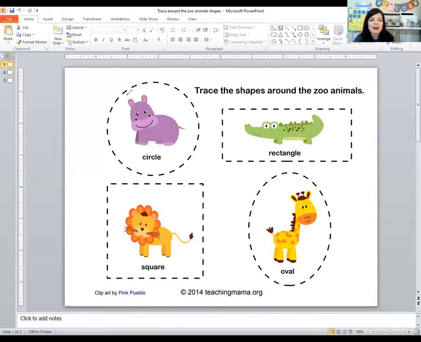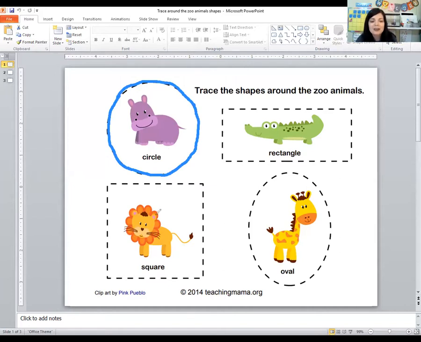What shape is around the hippo? I'll trace it for us. It's a circle. Very good. It's a circle. Now I want you to find the lion.